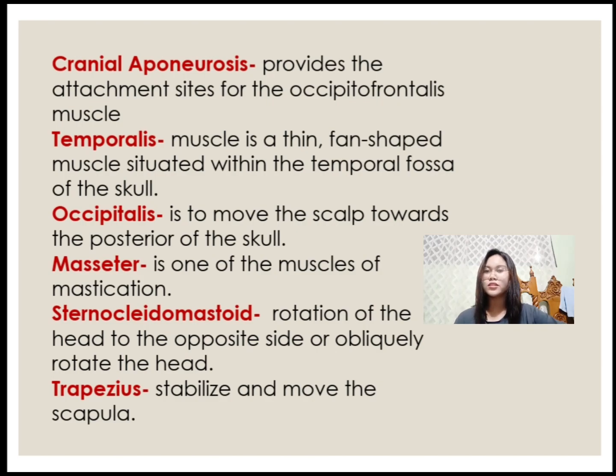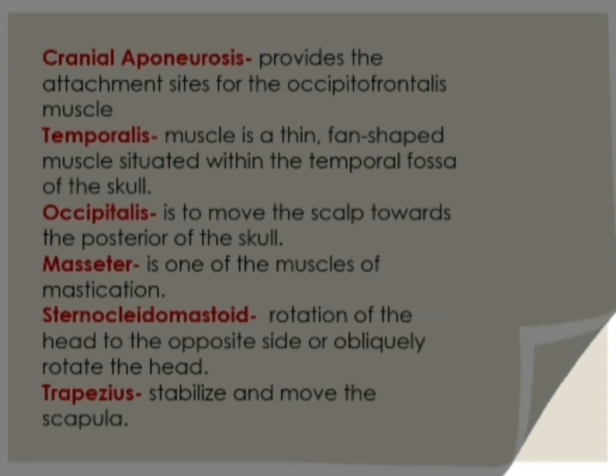Our temporalis muscle is a thin, fan-shaped muscle situated within the temporal fossa of the skull. Occipitalis is to move the scalp towards the posterior of the skull. The masseter is one of the muscles of mastication. The sternocleidomastoid is for the rotation of the head to the opposite side or obliquely rotate the head. The trapezius stabilizes and moves the scapula.